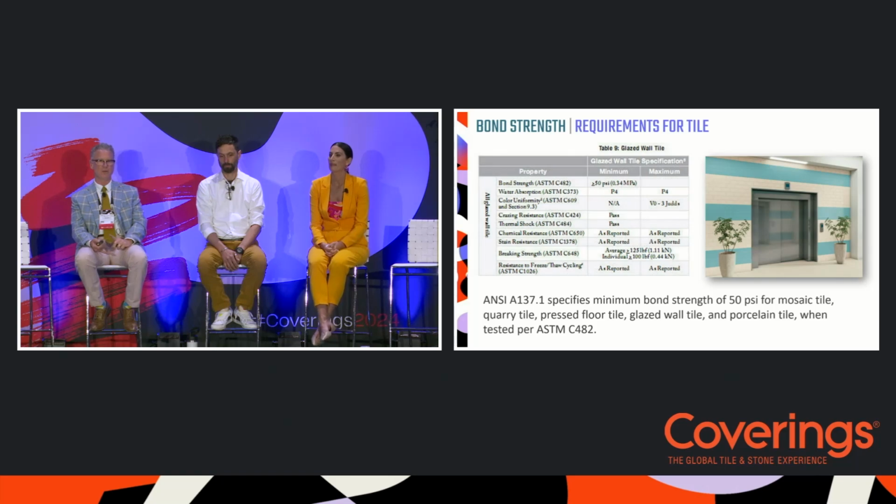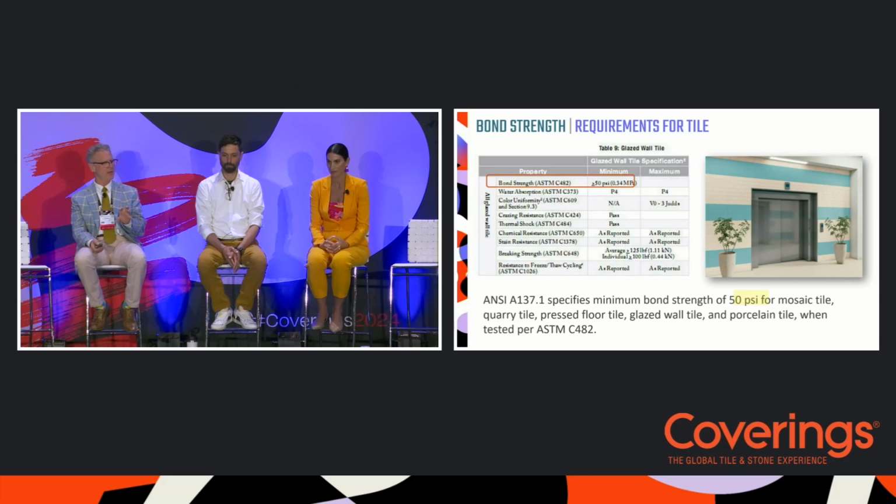How much is that bond strength? It's 50 psi, the required bond strength for mosaic tile, for quarry tile, for pressed floor tile, for glazed wall tile, for porcelain tile, for glass tile, for stone tile. It's always 50 psi. Okay.